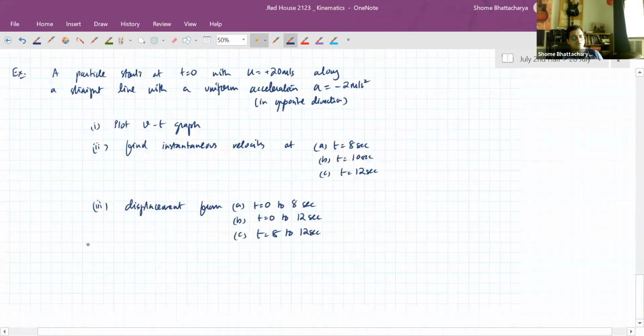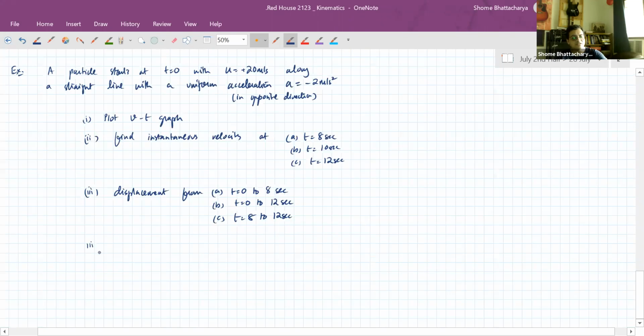Now we'll also do one more thing. We will calculate the distance traveled in the same 3 intervals of time. So start this question.